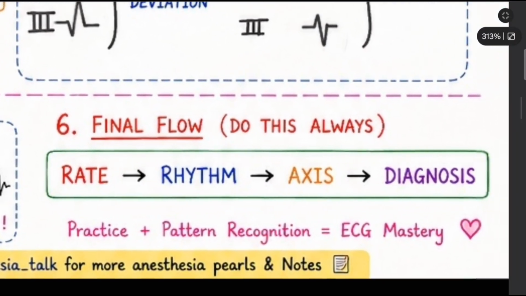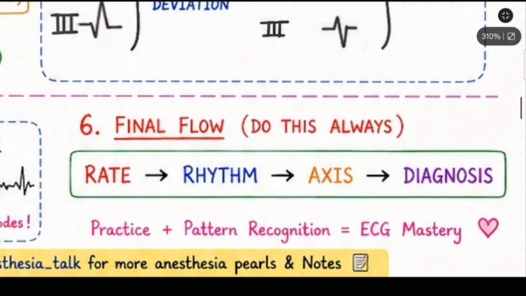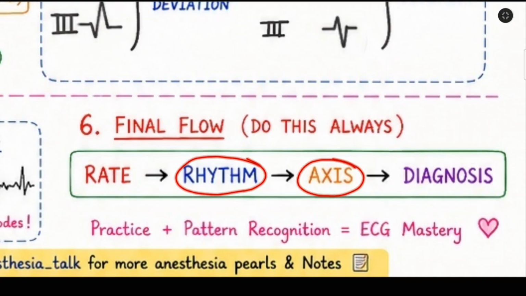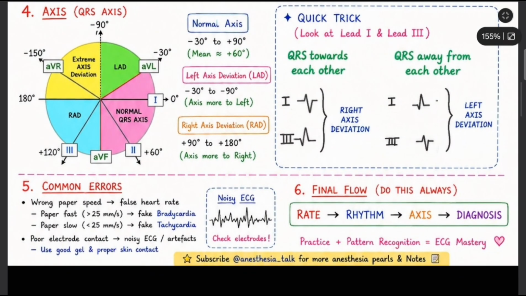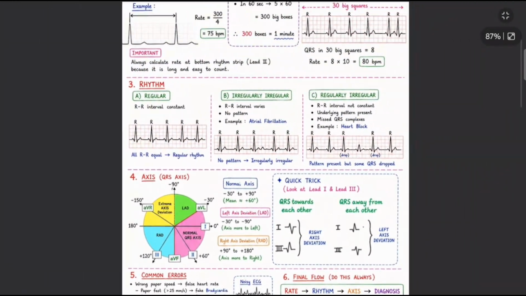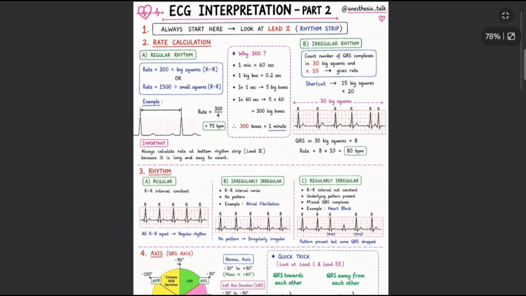Whenever you receive an ECG, follow this sequence every single time. First, calculate the rate. Second, identify the rhythm. Third, determine the axis. Finally, make the diagnosis. Remember this simple sequence. If you follow these 4 steps consistently, ECG interpretation becomes much easier. That's it for ECG Interpretation Part 2.